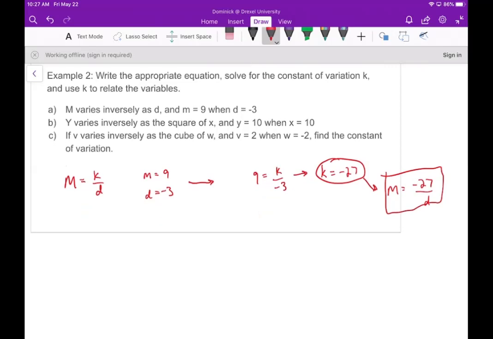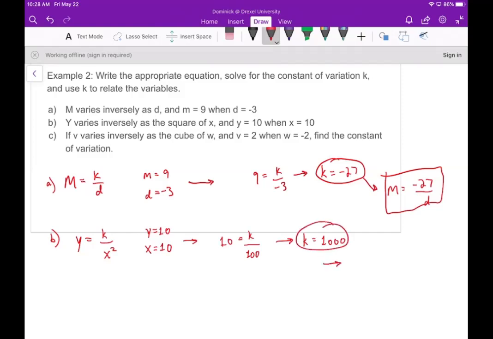Okay. Part B, that was part A. Part B, we have that y varies inversely as the square of x. So this is y equals k over x squared. And we're told that y equals 10 when x is equal to 10. So if we plug in and solve for k, we get 10 is equal to k over 10 squared, which is 100. So once we multiply, we get k is equal to 1,000, which gives us the relationship between x and y. We're going to get y is equal to 1,000 over x squared.